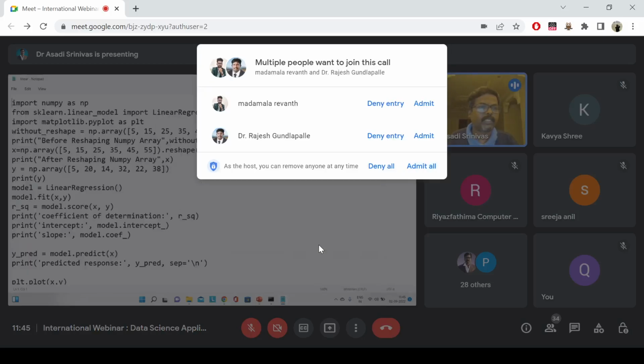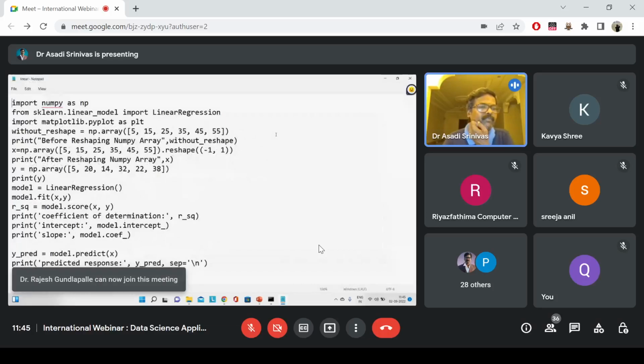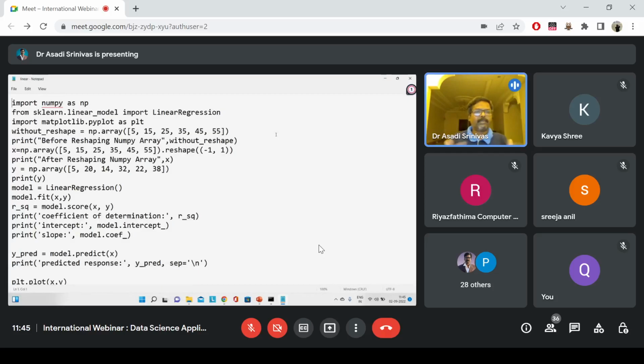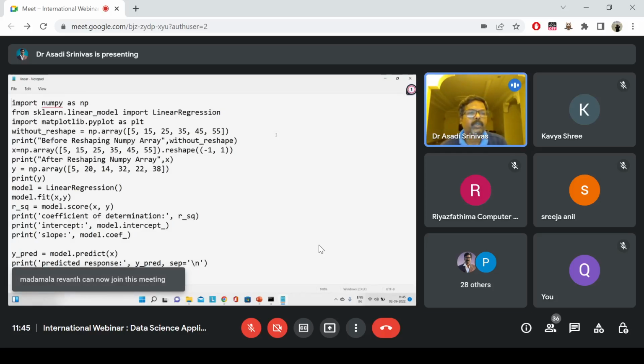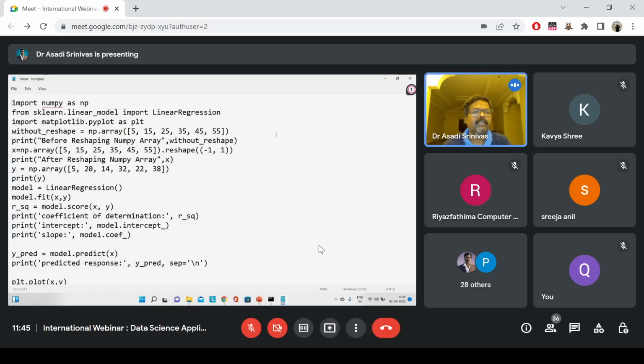Same code I kept. Import numpy as np from sklearn. I'm importing a library called sklearn. It has a direct inbuilt model, the linear regression model. I'm also importing matplotlib for generating the graph. This is the code I have written in Python.